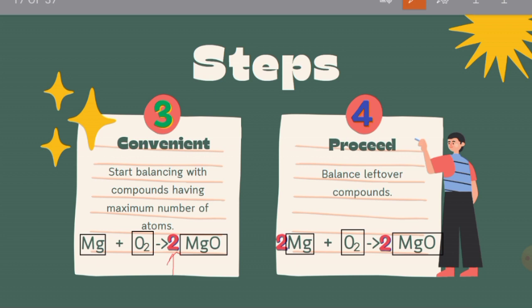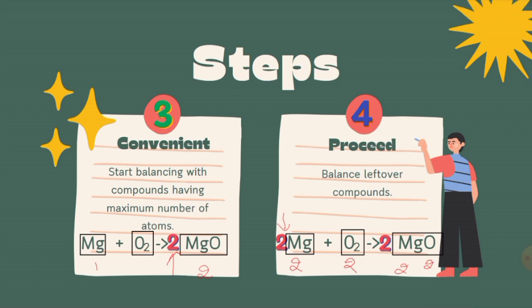But what happened here? Because of adding 2 here, magnesium has become 2 on the RHS, whereas it is only 1 on the LHS. Now I need to balance magnesium also. So for that I have added 2 here so that it will get balanced. Now we have 2 magnesium, 2 oxygen, 2 magnesium, 2 oxygen, both on LHS and RHS. So now we are done. We have proceeded and completed step 4.